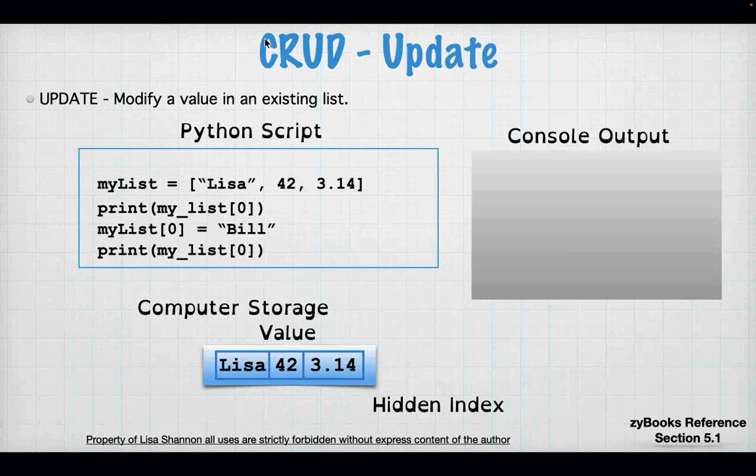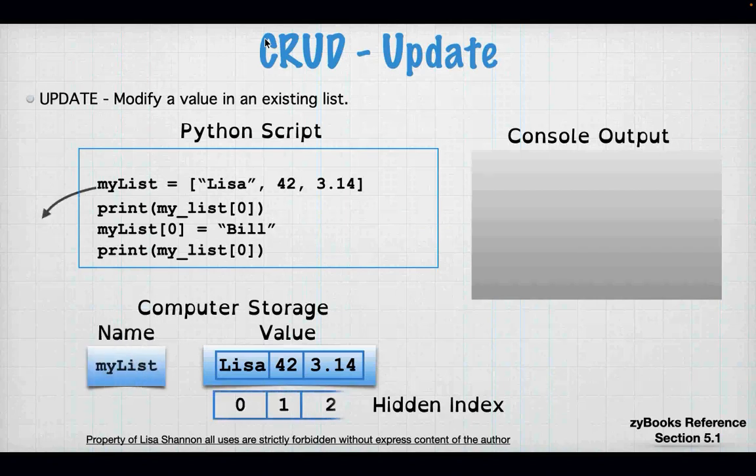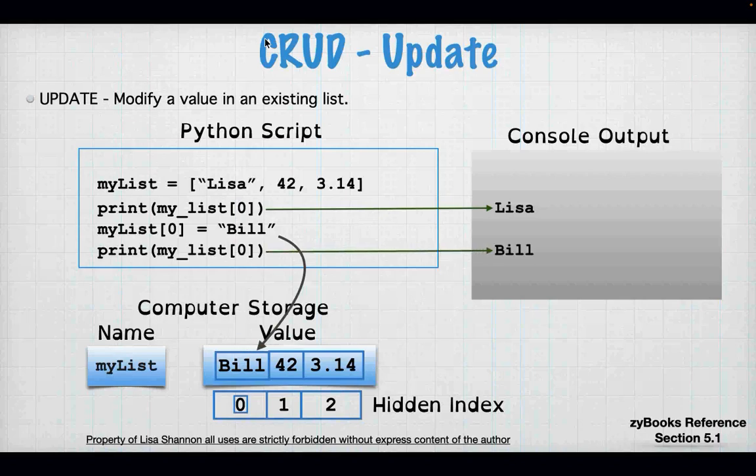Update. I can change lists, and this is how you do it. I have a list with something in it. Just as an example, I'm going to print my list of zero, which is going to print Lisa, because that's the first element in the list. Now I'm going to change Lisa to Bill by saying my list, open square bracket, zero, close square bracket, equals Bill. And then when I print my list of zero, it's going to print Bill.